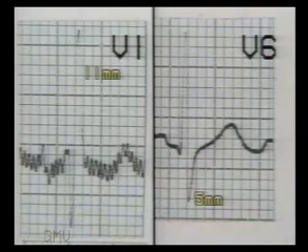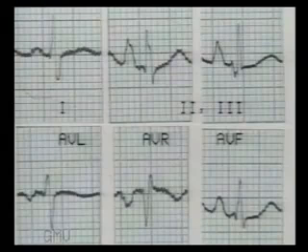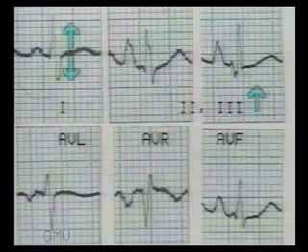Now measure RV1. It is 11 millimeters. RV1 more than 7 millimeters is diagnostic of right ventricular hypertrophy. SV6 is 5 millimeters. Their addition is 16 millimeters. More than 10 millimeters is the criterion for right ventricular hypertrophy. Now come to limb leads. There is no gross deviation of axis, but there is a negative wave in 1 and AVL and positive wave in lead 3, suggesting tendency to right axis deviation.